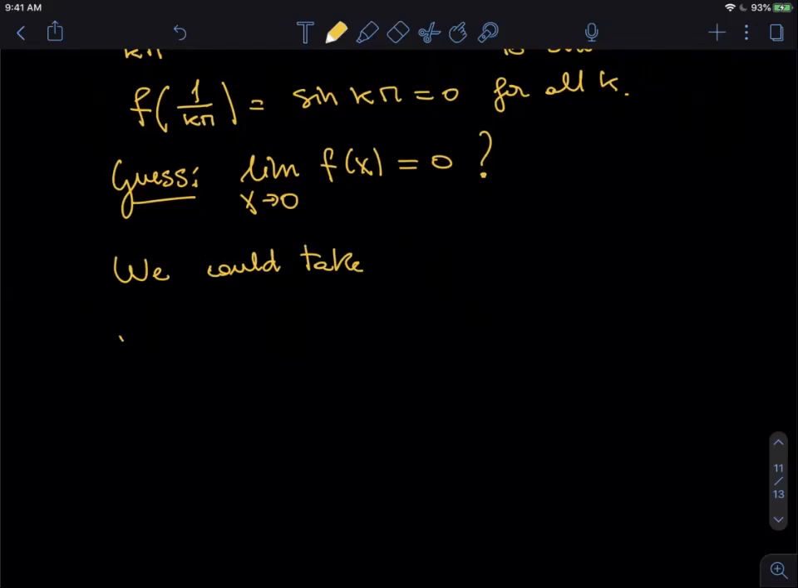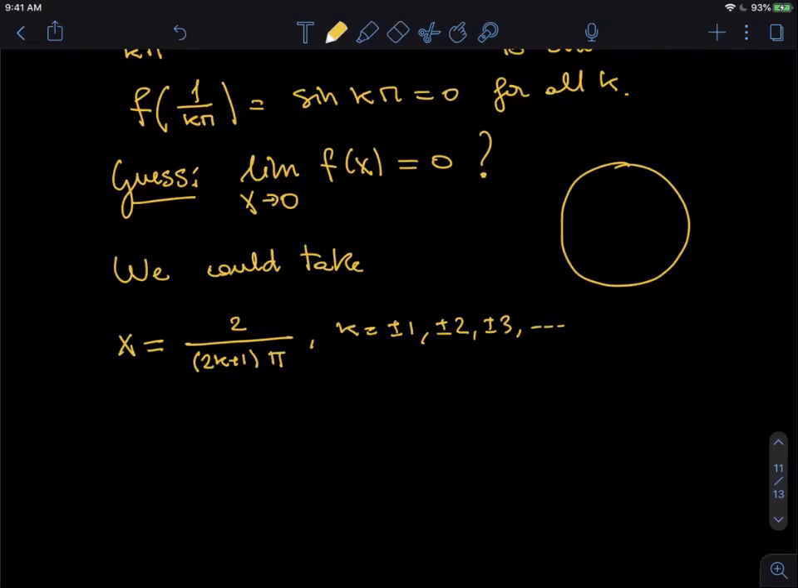So we could take, for example, instead of 1 over pi, it's also convenient if we take 2 divided by (2k plus 1) pi. Okay, and here let's take k plus minus 1, plus minus 2, plus minus 3, and so on. In this case, if we look at it in the trigonometric circle, what values am I talking about? I'm talking about the top and the bottom.